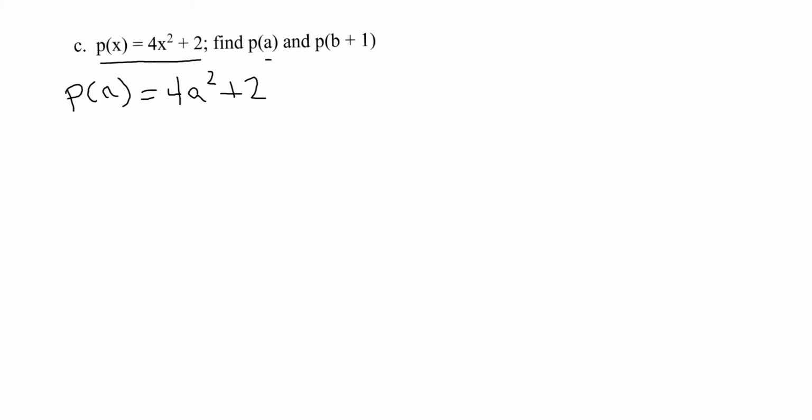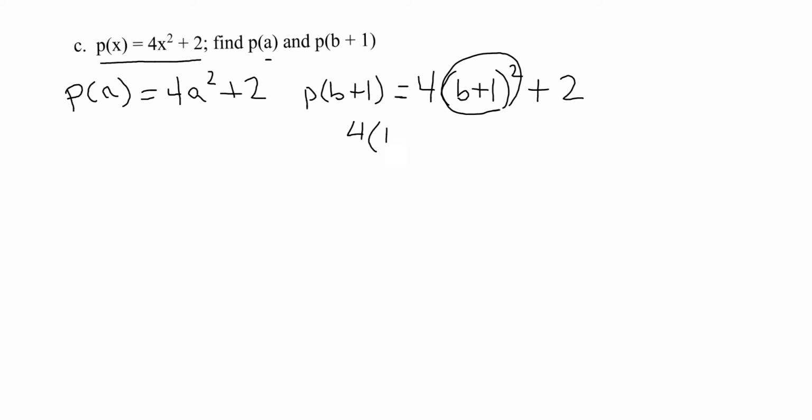Our next one is p of b plus 1. Now this one's going to require a little bit more work because we're going to plug in, we're going to do 4, and then instead of x squared, we're going to plug in b plus 1 squared plus 2. So now we have to evaluate. And what we're going to do is, remember, we're squaring this entire expression. So it's going to be 4 times b plus 1 times b plus 1 plus 2. So we have to FOIL here.